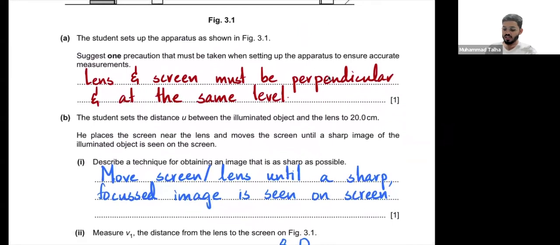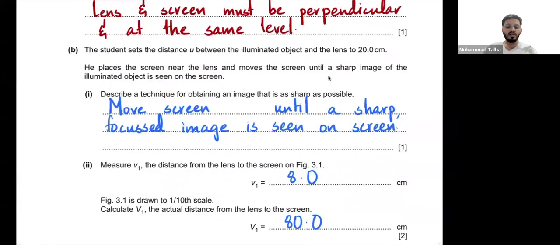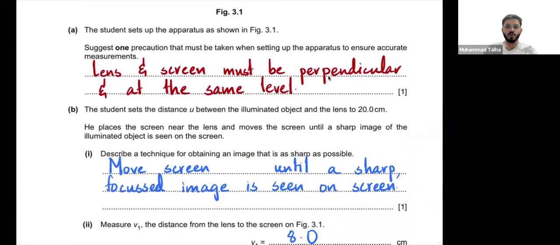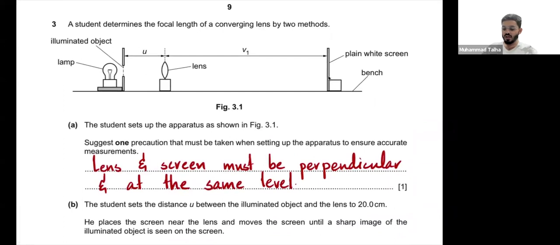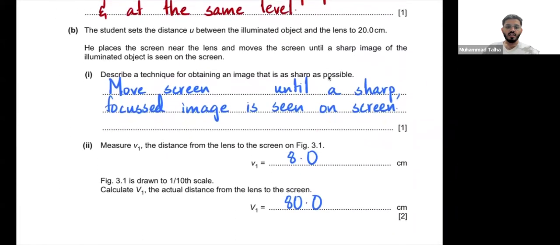Measure V1, the distance from the lens to the screen on 3.1. So if you print this out and measure this, I did this, this turns out to be exactly 8 centimeters. And because this is drawn to 1/10 of the scale, all the lengths are 1/10 of what they actually are. So the actual distance would be 10 times that. So 8 times 10 gives us 80 centimeters.